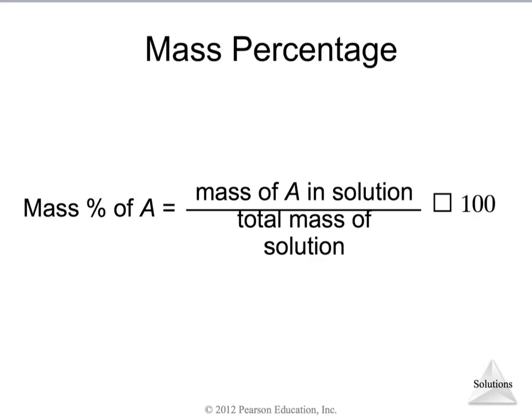Let's say that I want to find the mass percent of A, so just some solute that's in a solution. I would do that by taking the mass of A in solution and dividing it by the total mass of the solution, multiplying it by 100 to get the percent, thus giving me my mass percent.